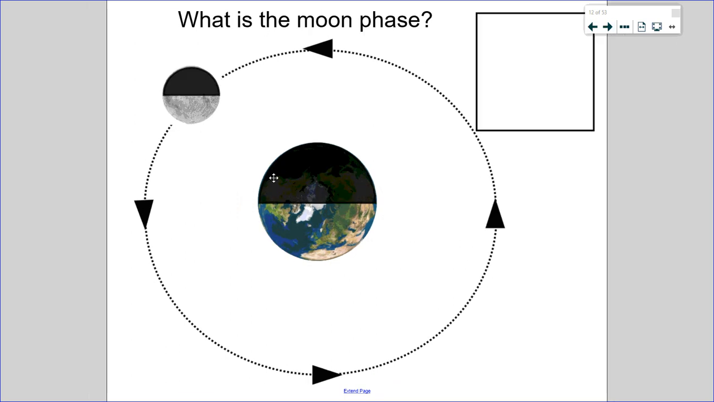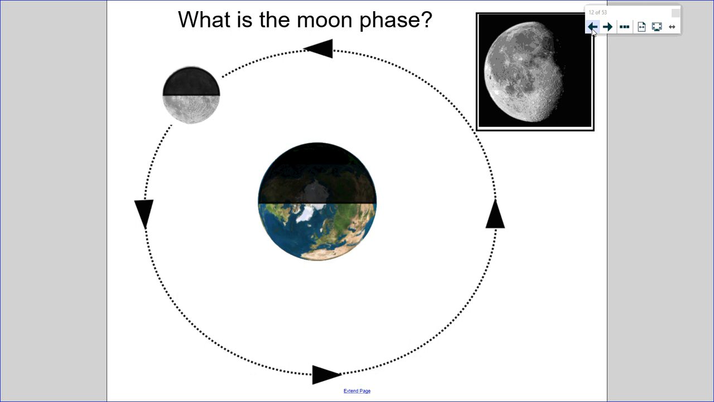So what moon phase is this? If you're on the Earth right here, and you're looking at the moon, you would see the left side lit up, and most of it would be lit up, but you'd see a tiny little fraction on the right side that's dark. So that's going to be a waning gibbous.